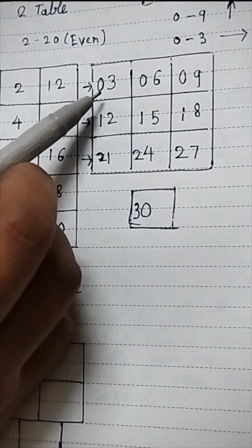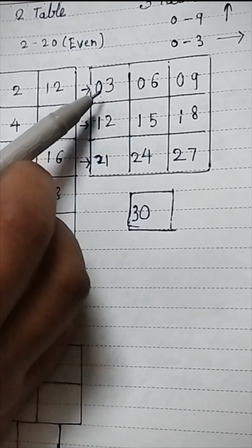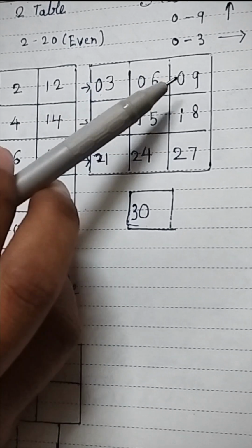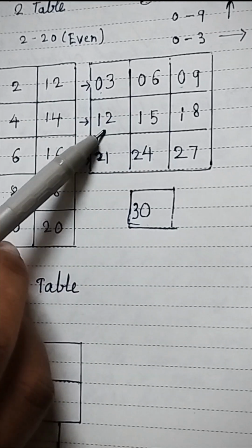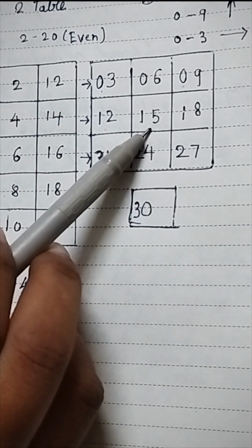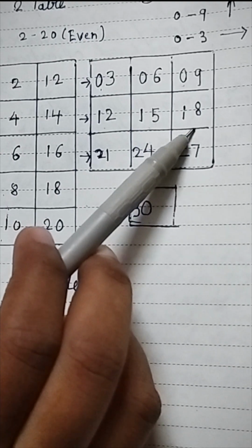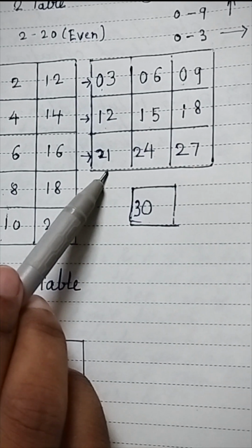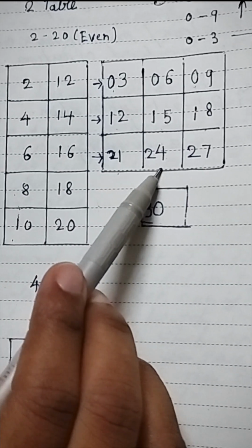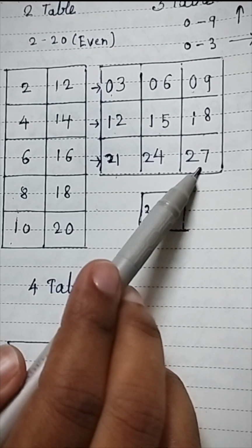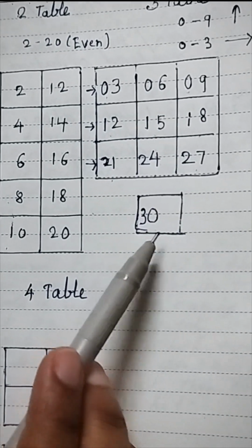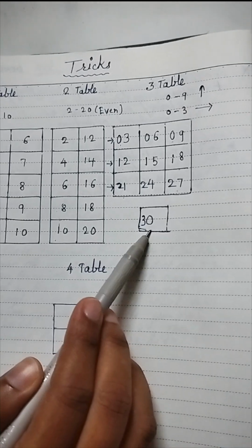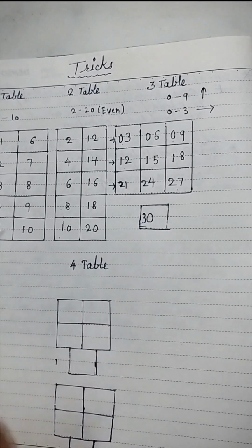So you can see here we write the numbers. You can say like 3 ones are 3, 3 twos are 6, 3 threes are 9, 3 fours are 12, 3 fives are 15, 3 sixes are 18, 3 sevens are 21, 3 eights are 24, 3 nines are 27 and 3 tens are 30. So here you can see table of 3.